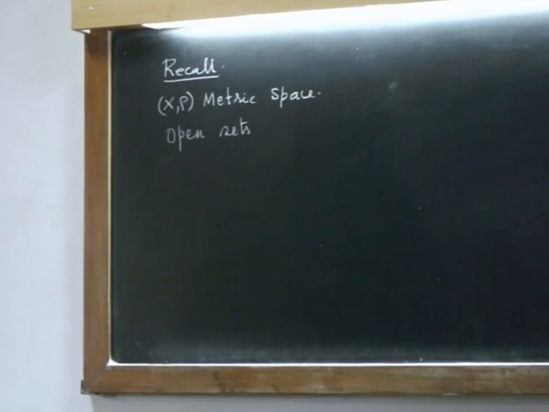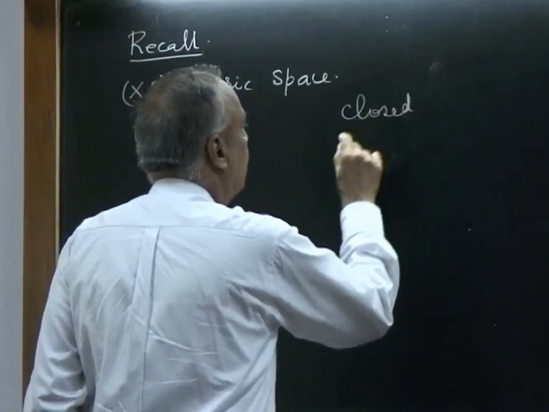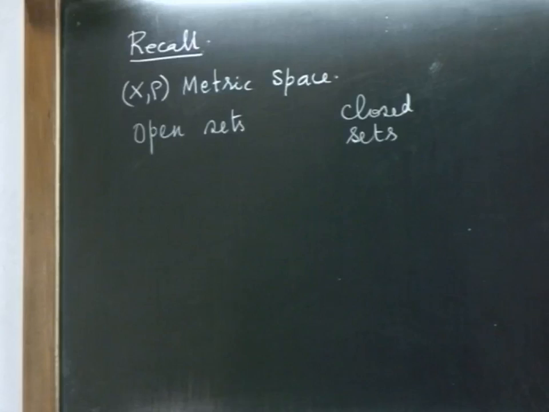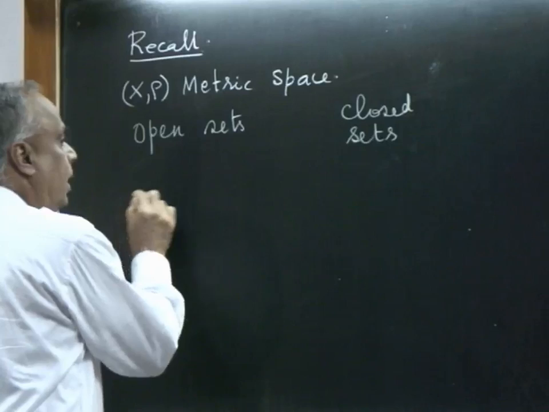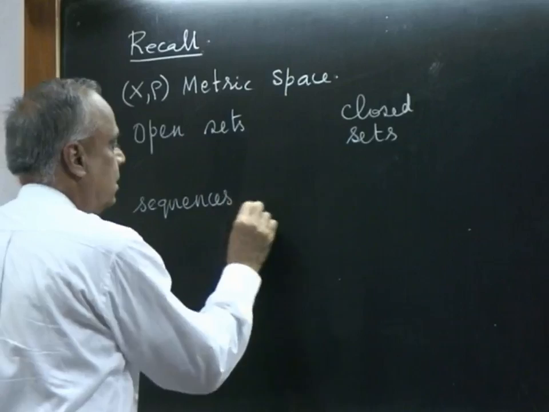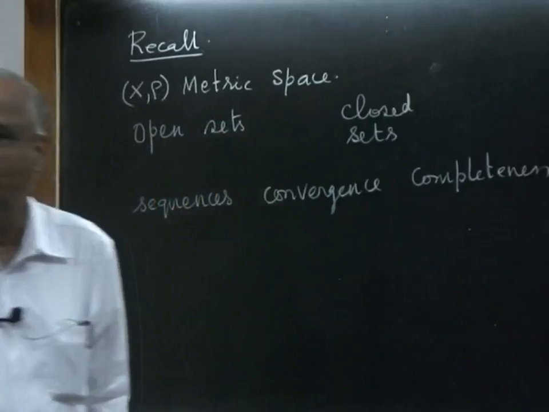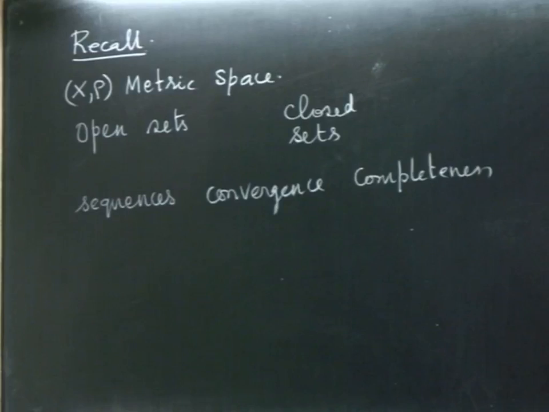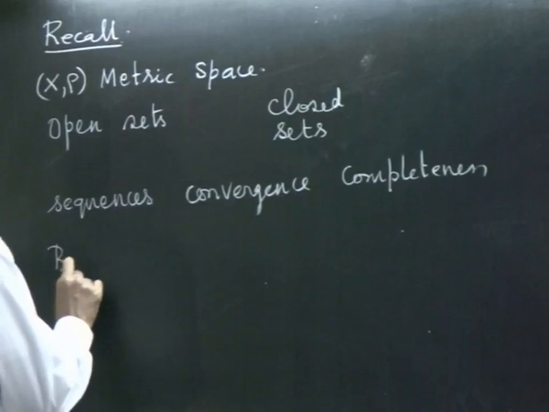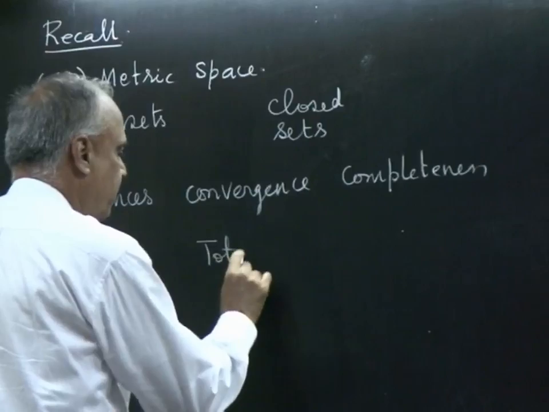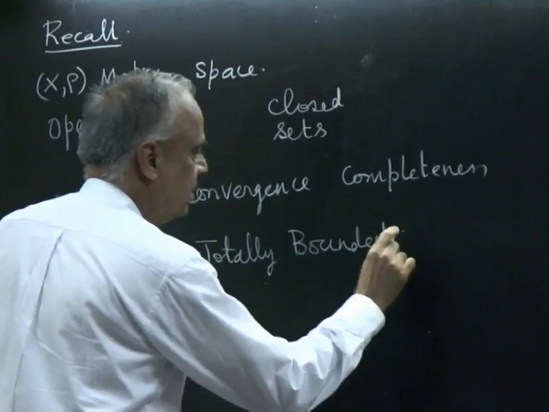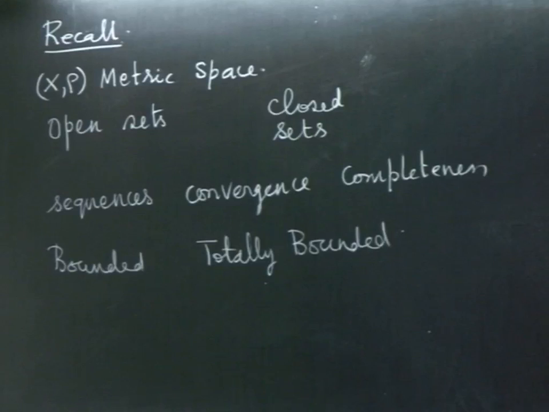Then on the other side, the closed side, the flip side of the open sets. Then we had the notion of sequences. So these are some kind of convergence related notions. We had the notion of bounded sets. So I have brought everything in this. We have open sets, closed sets, sequences, convergence, boundedness, total boundedness.